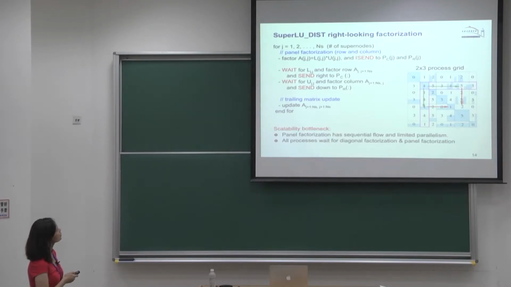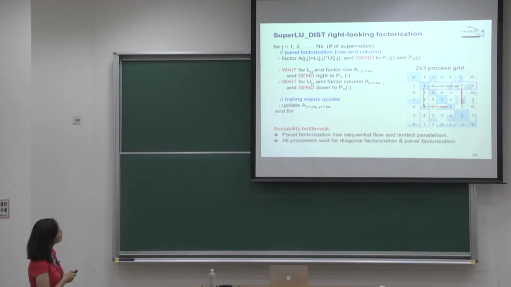LJJ. So here is the LJJ, the diagonal, and then factor this row, and then send this right to here. And then wait for UJJ, this part, to factor this column here, and then send it down to the process. This is a send right to the process row here. Then you do the trailing matrix update.